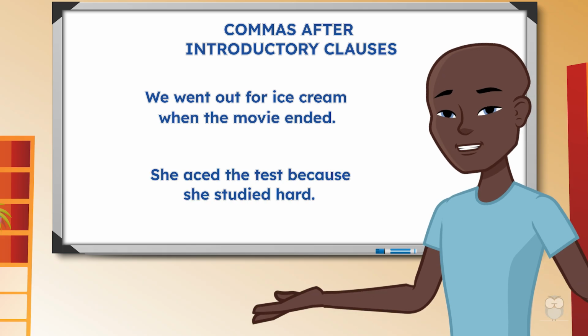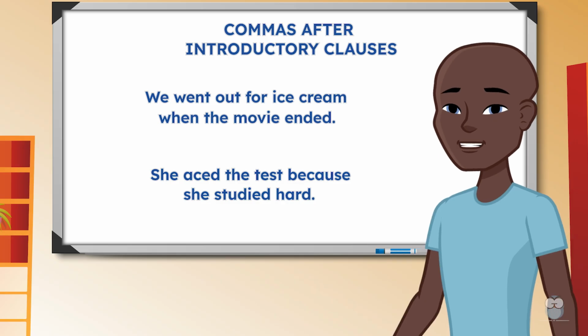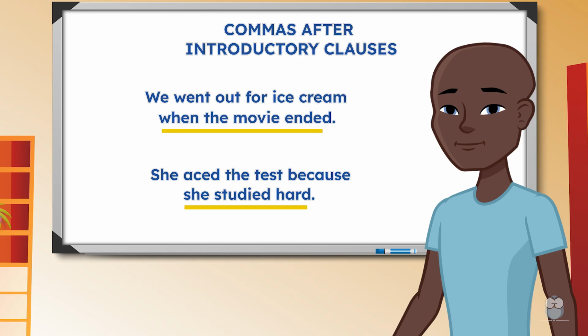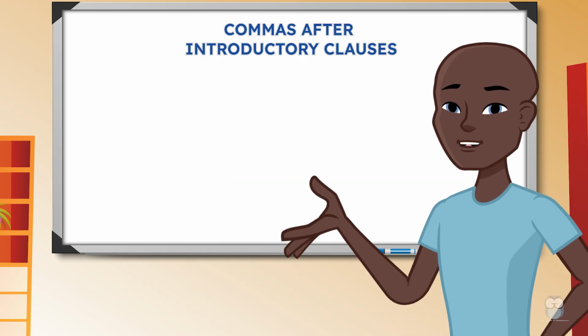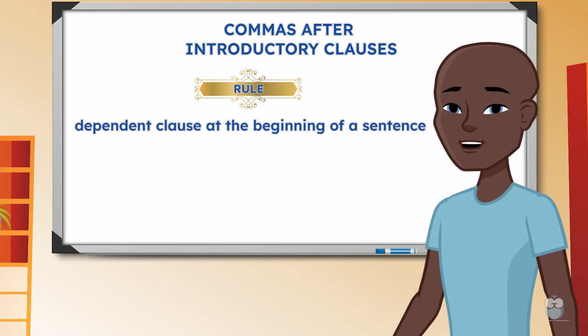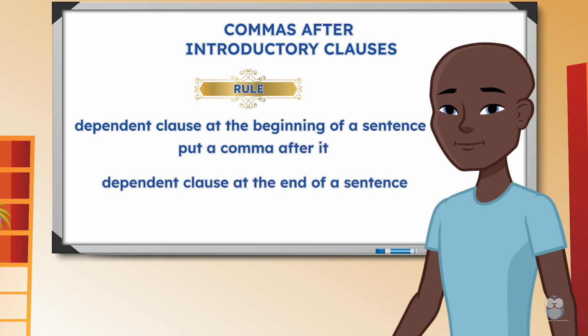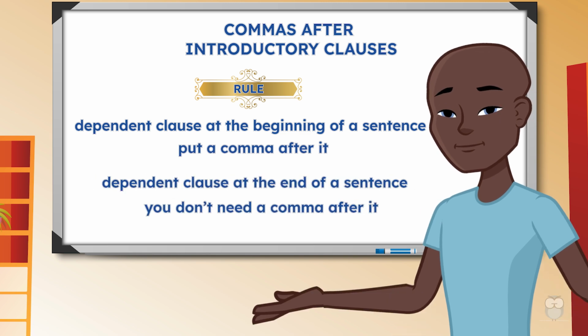Notice anything different here? There's no comma. That's because the dependent clause came at the end of the sentence. In that case, we don't use a comma. So here's the rule. If a dependent clause comes at the beginning of the sentence, put a comma after it. But if it comes at the end, you won't need one. That's it. Pretty simple, right?